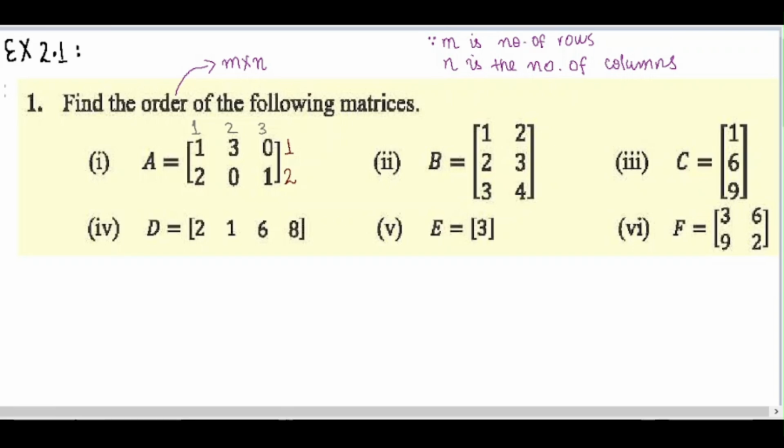Bismillahirrahmanirrahim. We are going to start question number 1 of exercise 2.1. It is to find the order of the following matrices. We are given 6 matrices and we have to find their order. So, what is the order of a matrix?